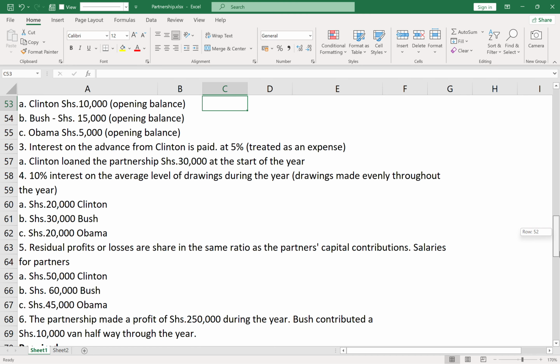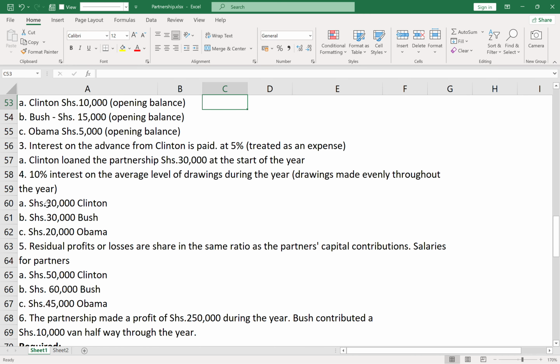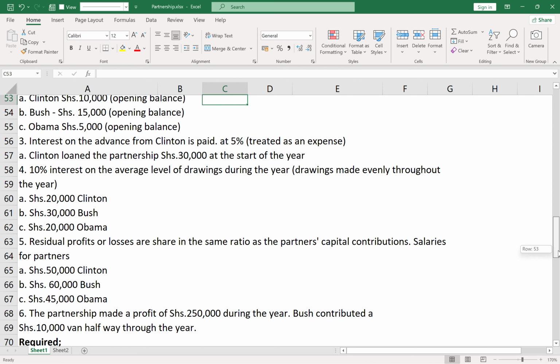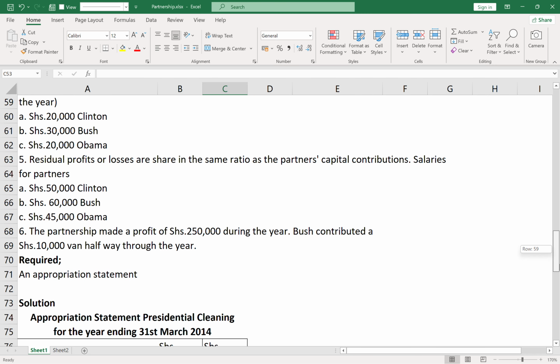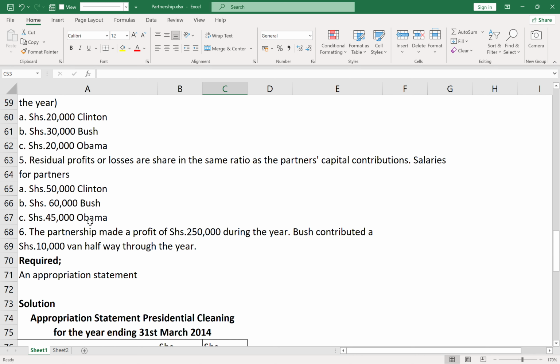Then we are told drawings of 20,000 for Clinton, 30,000 for Bush, and 20,000 for Obama. We are also told residual profit or losses are shared in the same ratio as the partners' capital contributions. Capital contributions: 50,000 Clinton, 60,000 Bush, 45,000 Obama. Then lastly, the partnership made a profit of 250,000 during the year.